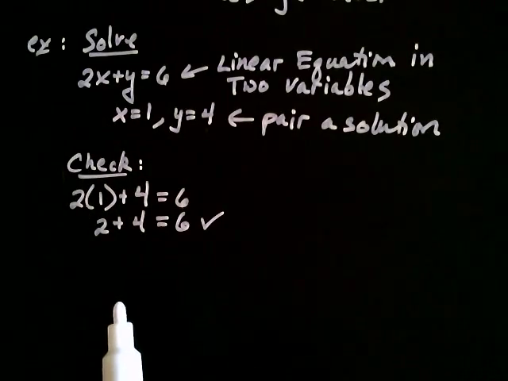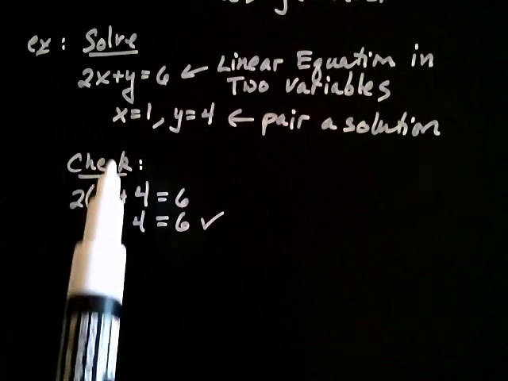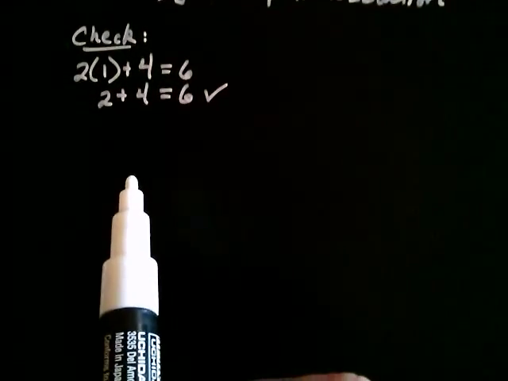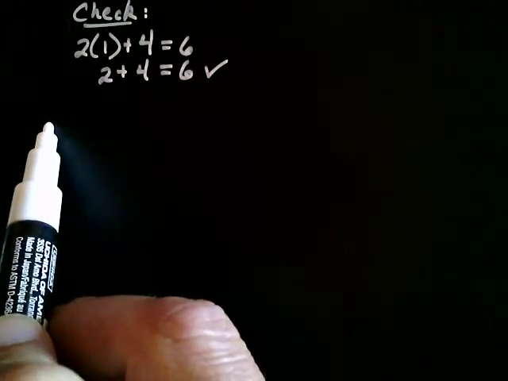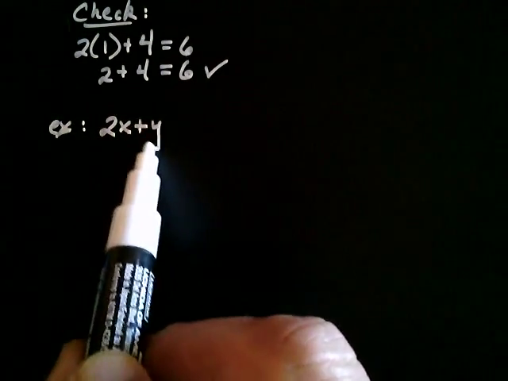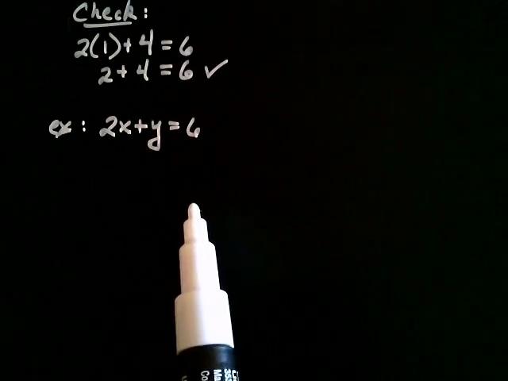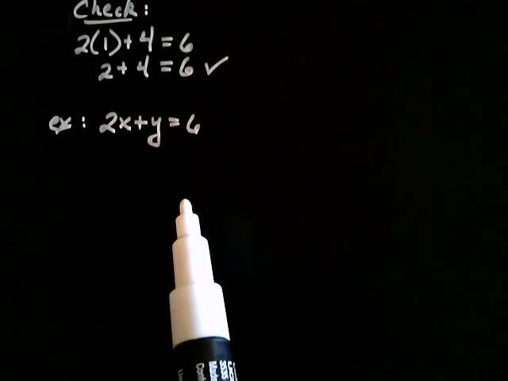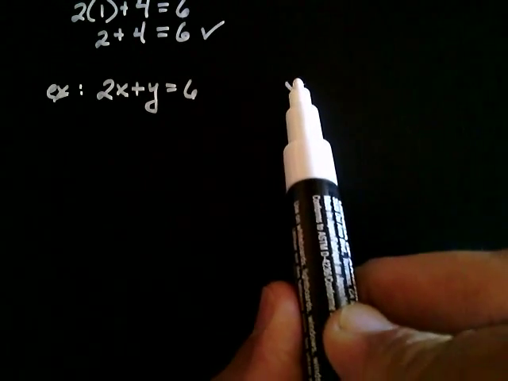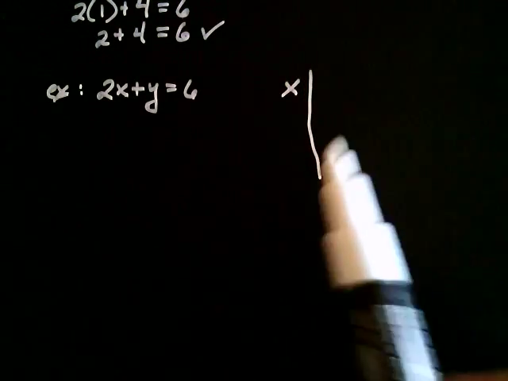Let's go ahead and see if we can find other solutions to this equation. Maybe there are other pairs of numbers that work. So let me go ahead and write the equation down here again. This was our equation in two variables: 2x plus y is equal to 6. And we notice that we have one pair already, right? We have the pair 1, 4. So let's create a little table over here to organize the pairs.